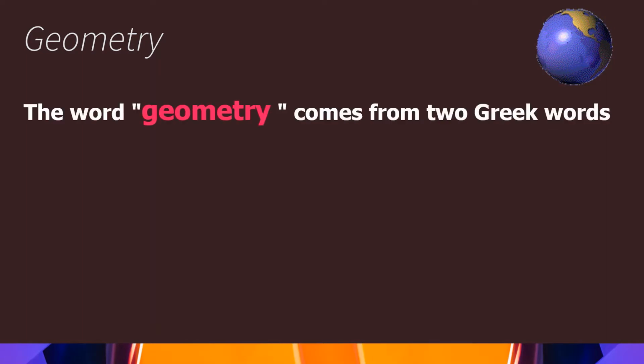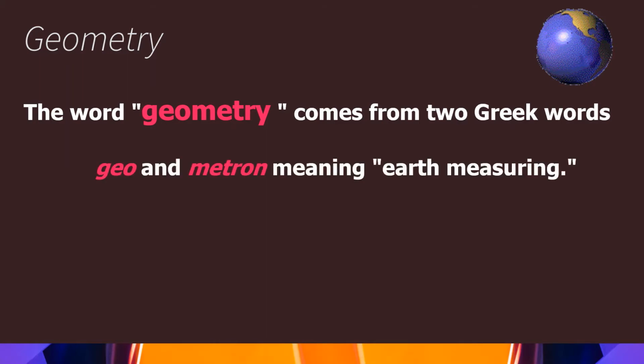So let us define geometry. The word geometry comes from the two Greek words geo and metron. Geo means earth and metron means measurement. So in other words, geometry means earth measuring.